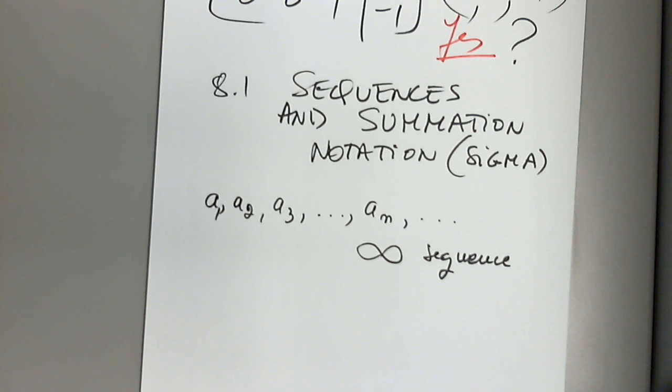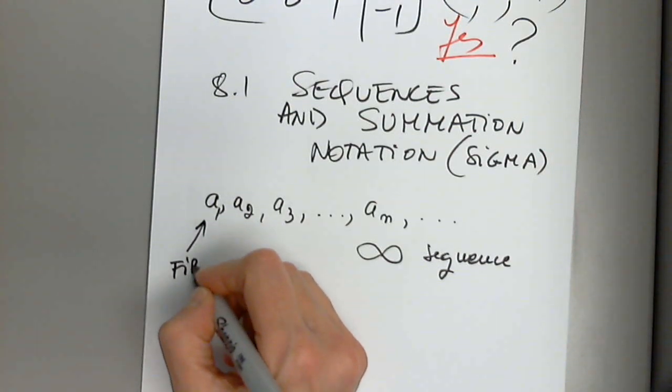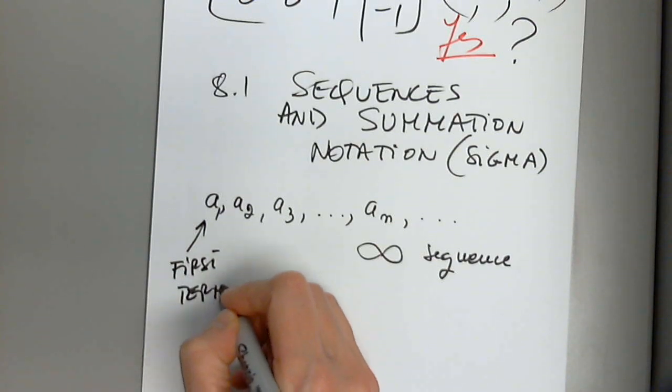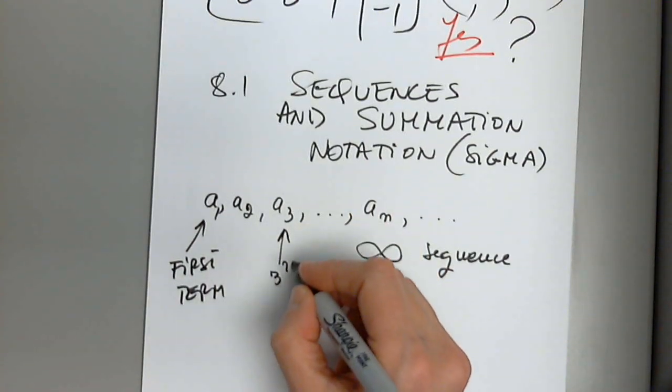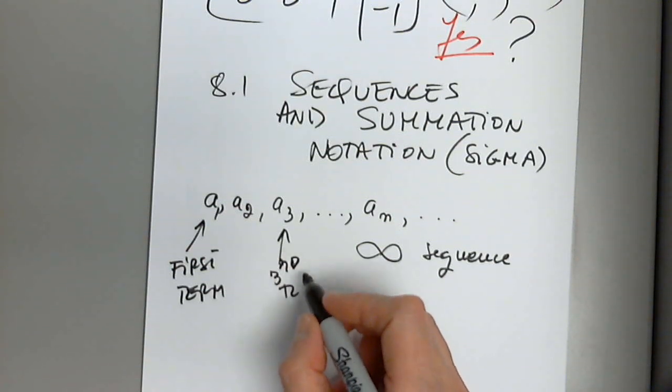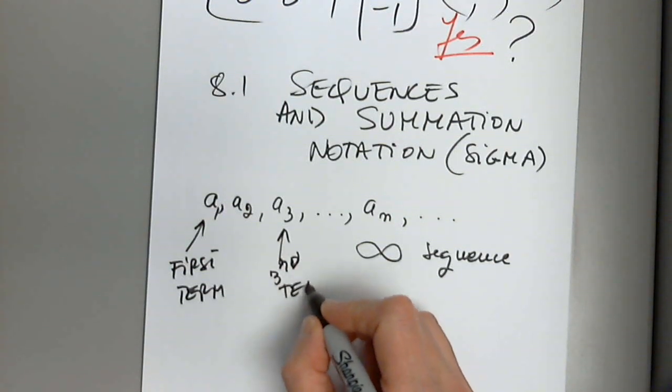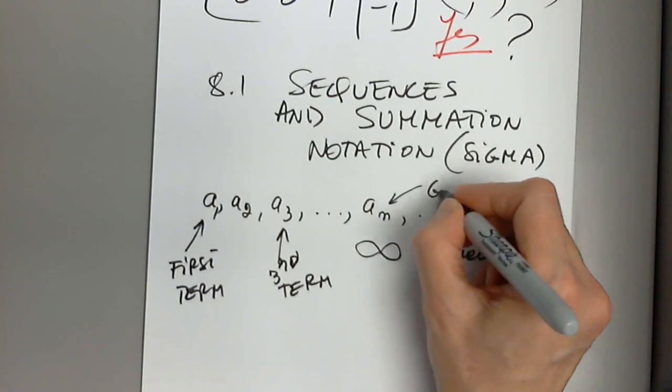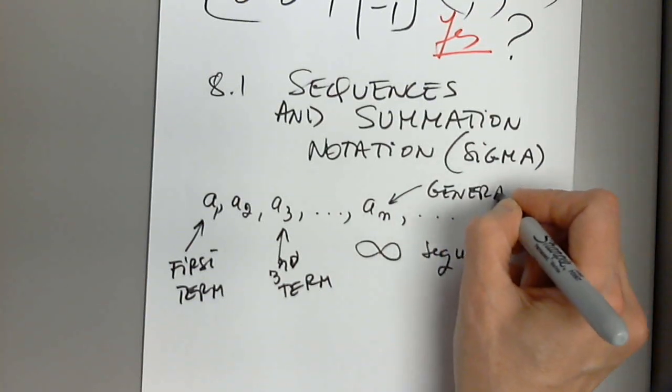a1 being the first term of the sequence, a2 the second, this is the third term, this is the nth term. This is called the general term.